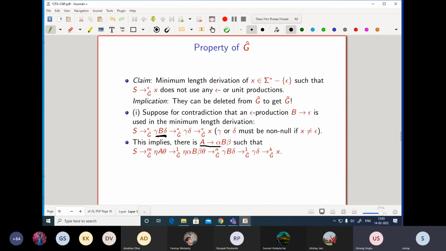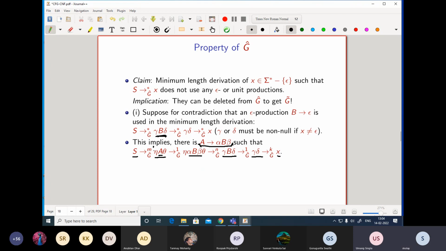Okay, so how did I get to here? That means I have a derivation of this form: S first goes to eta A theta, then in one step this production is applied to replace A by alpha B beta, and then you continue your derivation to get to gamma B delta, after which in one step you replace B with epsilon, you get gamma delta, and then x. But let's look at this.